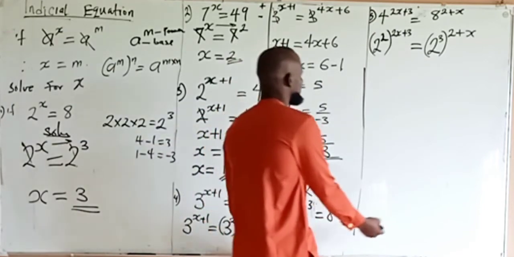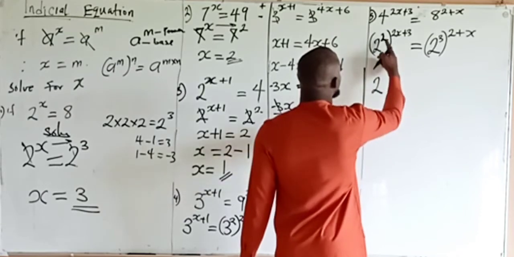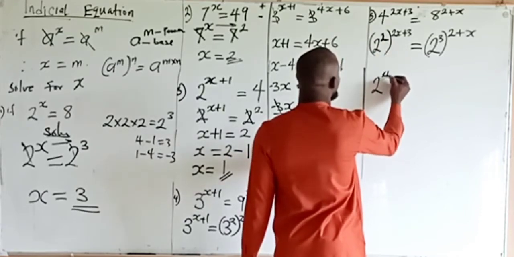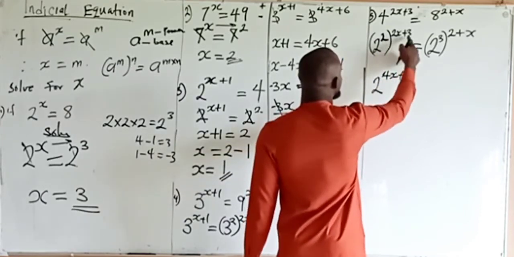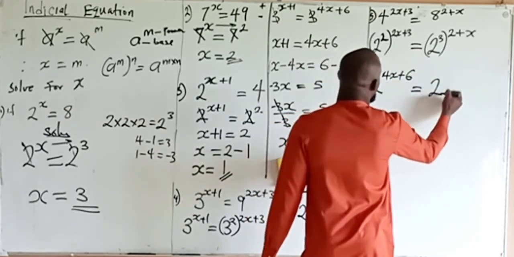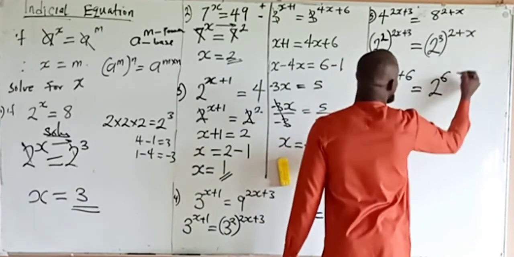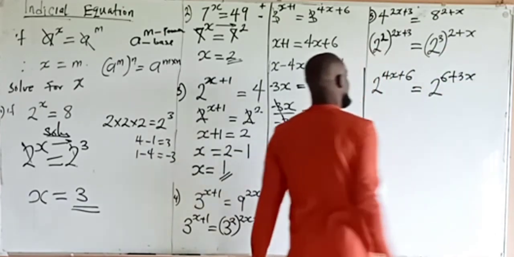The next thing, open the bracket, that is what we do. So we're going to have 2 raised to the power 2 times 2x, that is 4x, plus 2 times 3, which is 6, equal to 2 raised to the power 3 times 2, we have 6, 3 times x, we have 3x. That's the next thing.